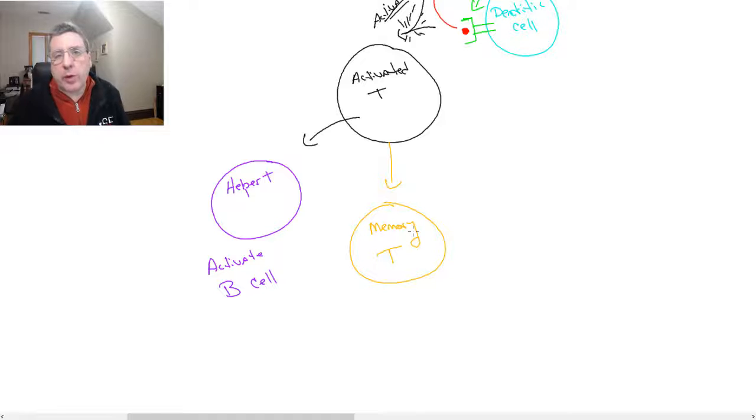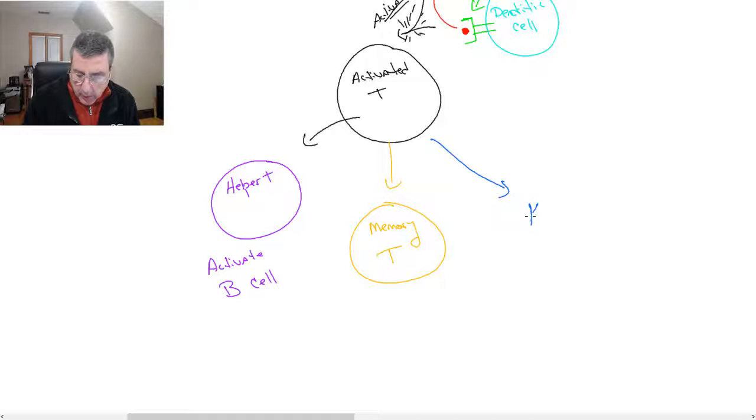Just as with the B cells, a memory cell isn't doing anything for the current infection. It is residing in your body for future exposures. So if you are exposed to that antigen a second time, your body is able to respond to it much faster. Okay, so that's going to be a response for further exposures.